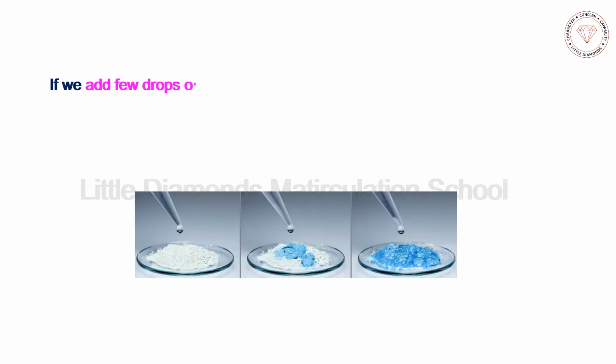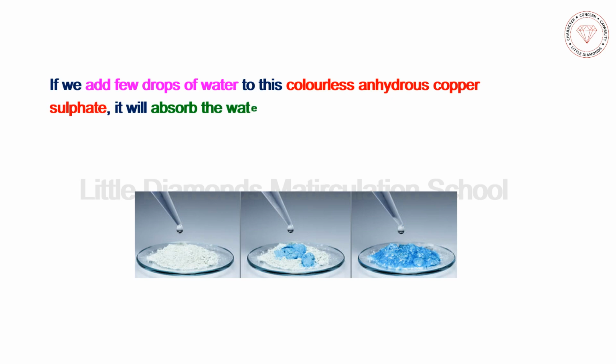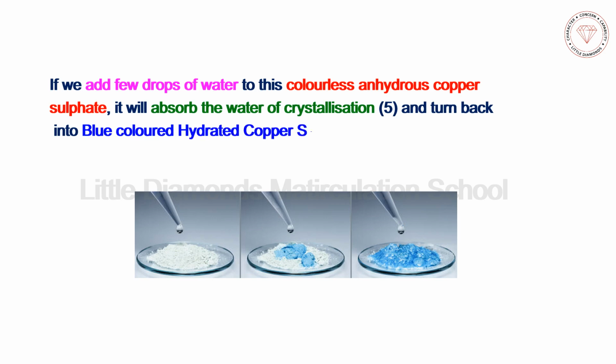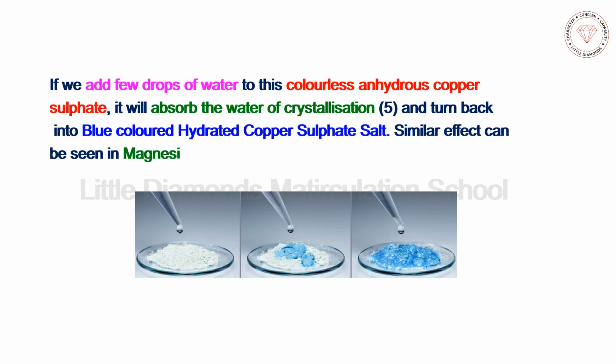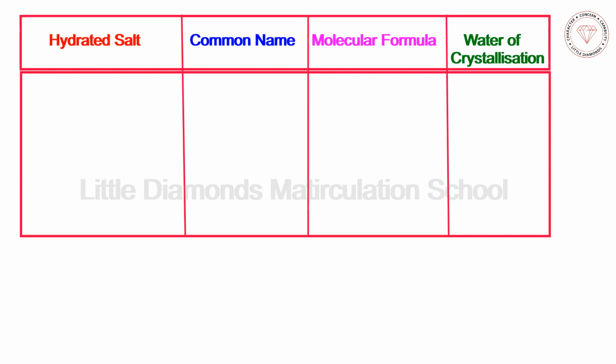If we add a few drops of water to this colorless anhydrous copper sulfate, it will absorb the water of crystallization and turn back into blue colored hydrated copper sulfate salt. A similar effect can be seen in magnesium sulfate crystals also. Let us know about more such hydrated salts and their water of crystallization.